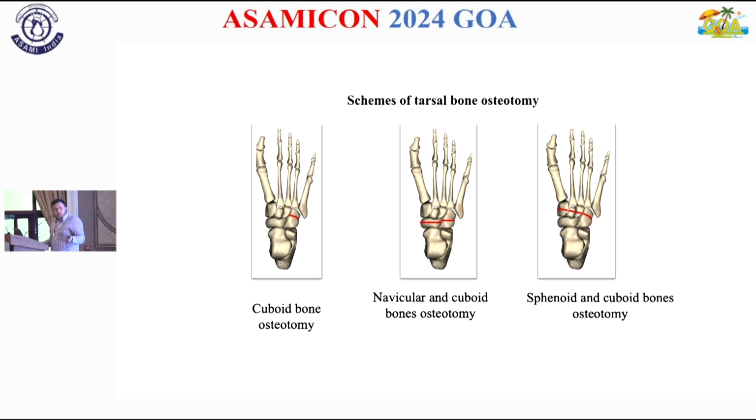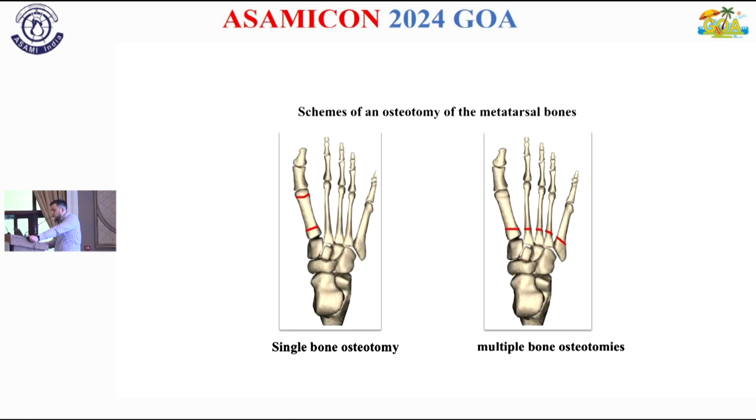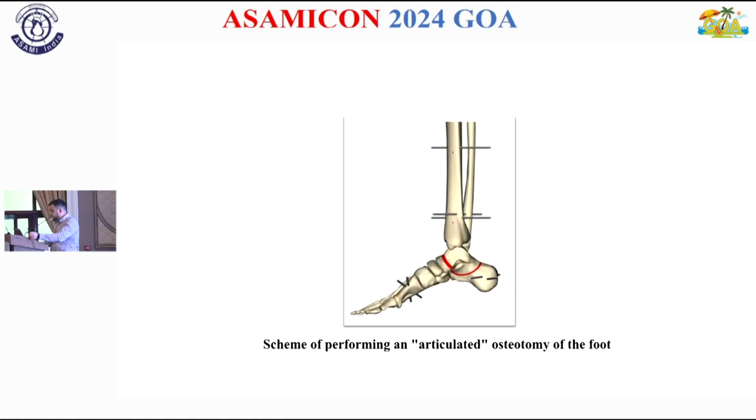Variants and types of osteotomy of the tarsal bones, like cuboid bone osteotomy, separately osteotomy of the navicular and cuboid bones, and osteotomy of the sphenoid and cuboid bones. Especially this osteotomy we use for foot lengthening and sometimes for deformity correction. Variants of osteotomy of the metatarsal bones for lengthening and for deformity correction.